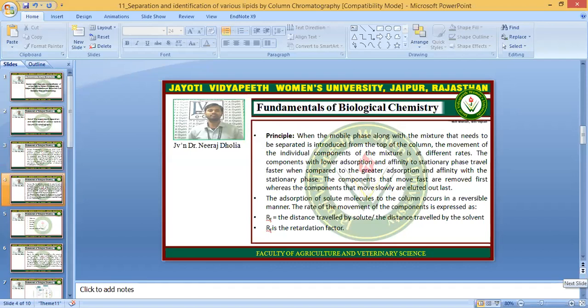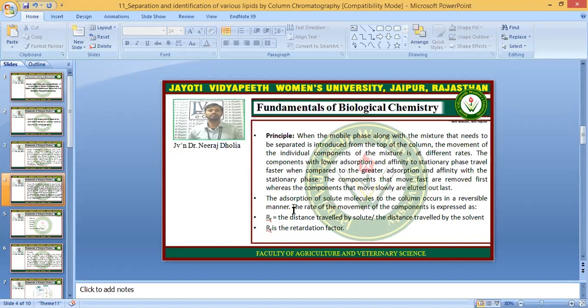So what is the principle of this technique? When the mobile phase along with the mixture that needs to be separated is introduced from the top of the column, the individual components of the mixture move at different rates. The components with lower adsorption and affinity to the stationary phase travel faster when compared to those with greater adsorption and affinity with the stationary phase. The components that move fast are removed first, whereas the components that move slowly are eluted out last.